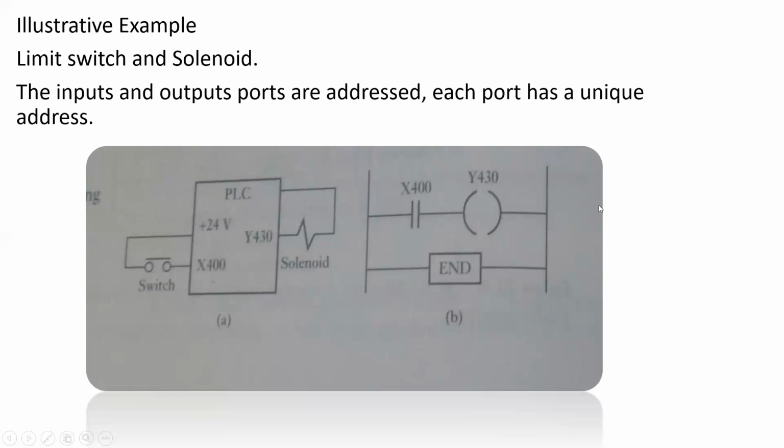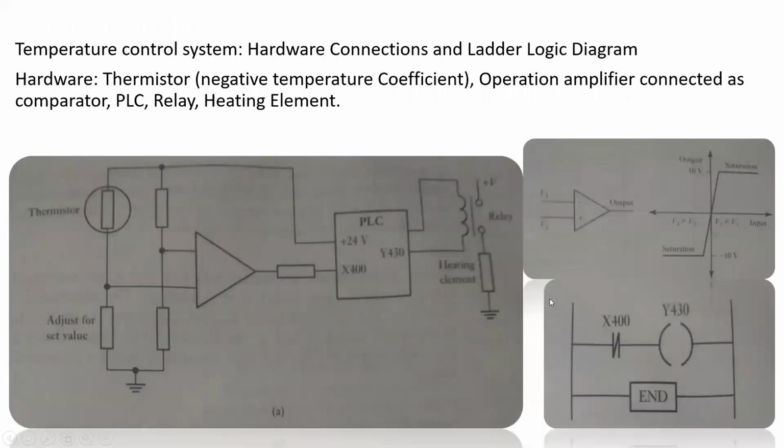So this is how the program is written. Now what the controller will do, controller will scan each rung until the end is reached and then repeat itself. So as soon as the switch is pressed, there will be a change of state, and here X400 will go high and it will behave as a closed switch. So this is how we associate the hardware circuitry to the ladder logic program. So let's go to the next slide.